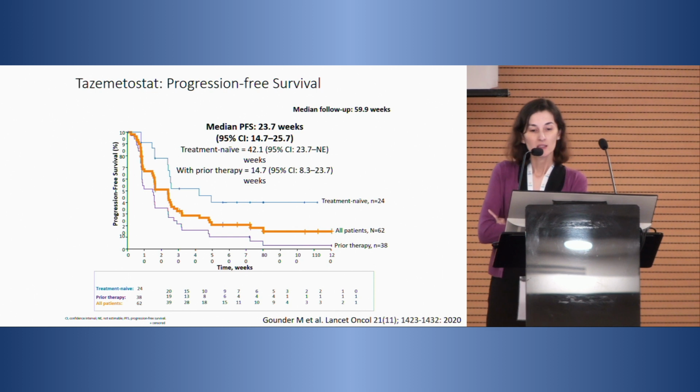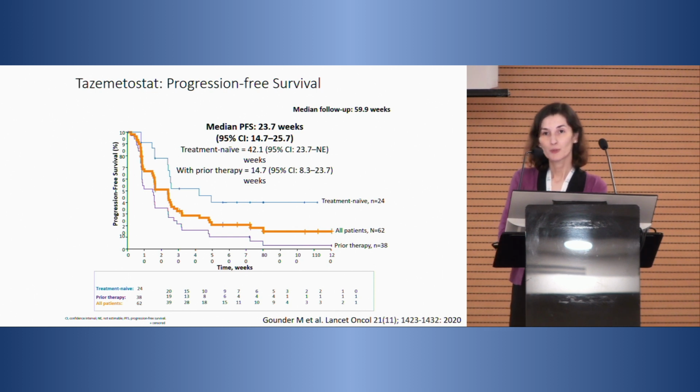You can see that for a sarcoma that has a very poor prognosis, the median progression-free survival was 23.7 weeks. I mean, it's not great, but it's still better than the standard of care options.